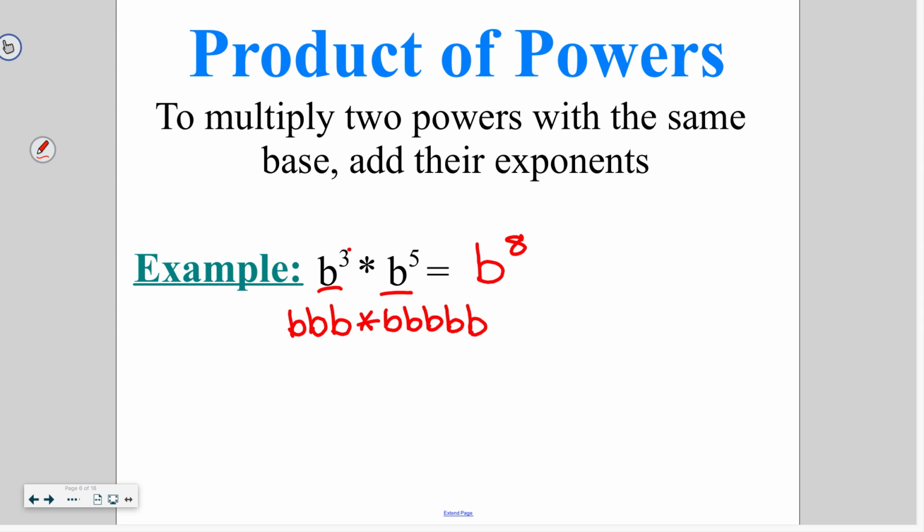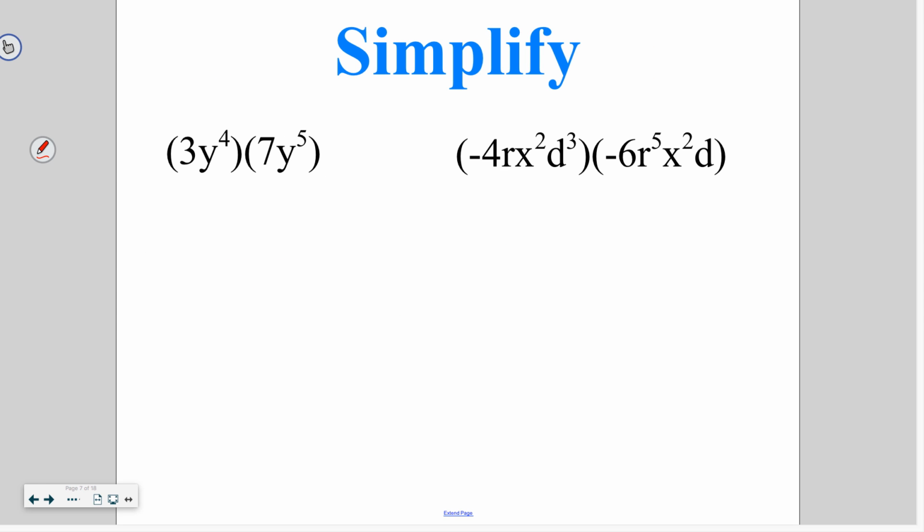If we look at our exponents here, 3 plus 5 is equal to 8. So that is why this rule works, because we are just multiplying over and over. So we can add up and say that we are multiplying b 8 different times. So if we look at something a little bit more complex, when we start to put numbers in front, we're going to want to deal with the numbers first. So I've got 3 and 7. Those are being multiplied. 3 times 7 gives me 21. Then I've got y to the 4th times y to the 5th. Following our product rule, we're going to get y to the 9th. Adding up 4 and 5 gives me 9.